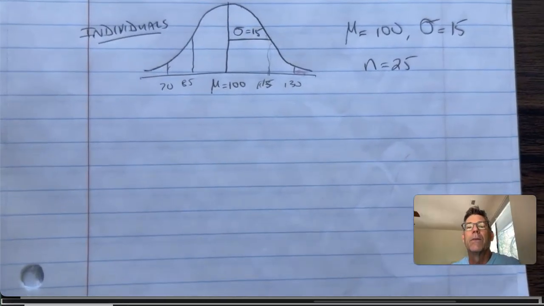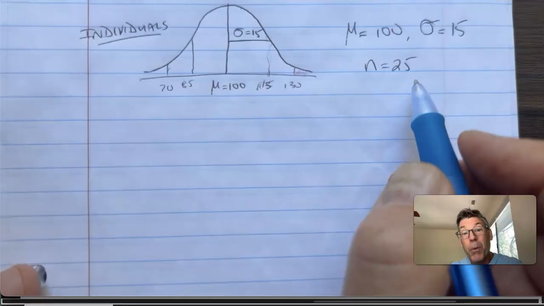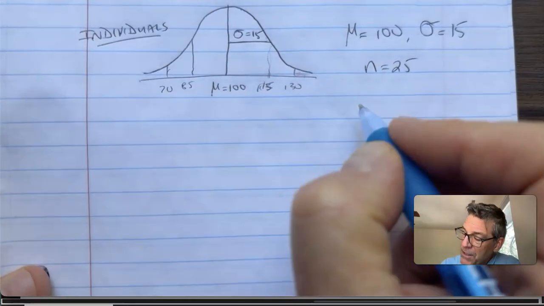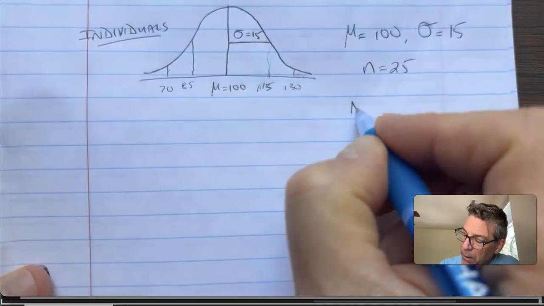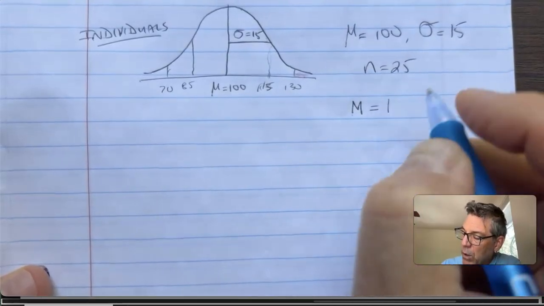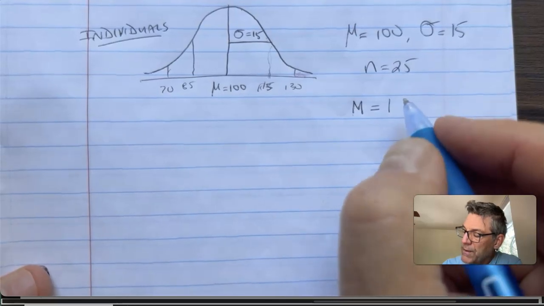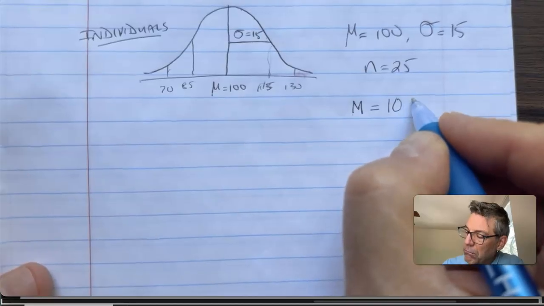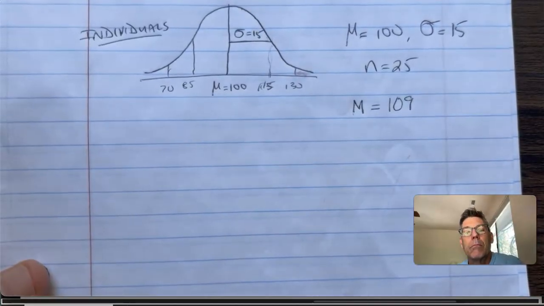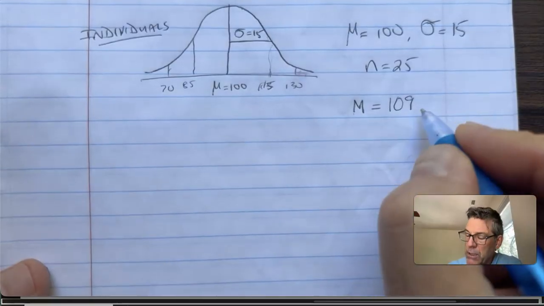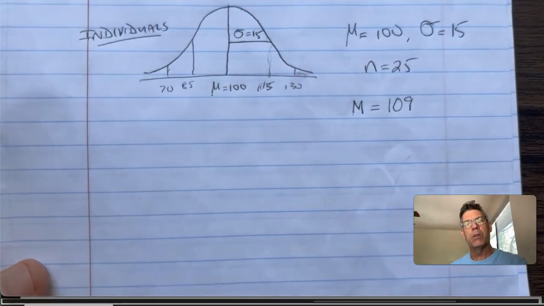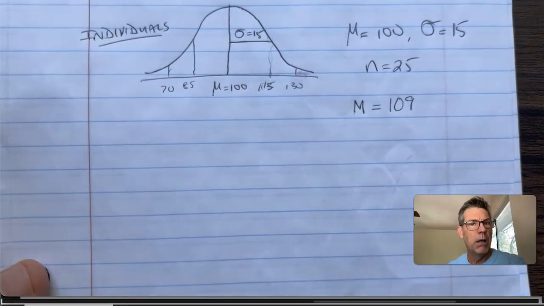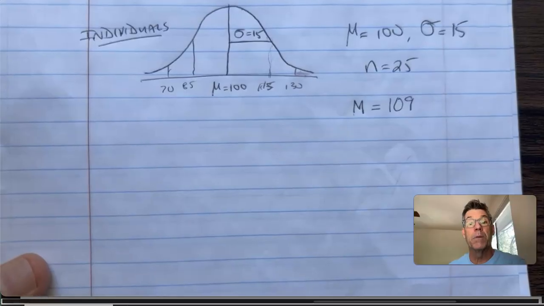And so as a result, we're going to take 25 people and give them a smart pill. If it turns out that that group of 25 people has a sample mean of, let's see, 109, the question is, is that noticeably different? Is that evidence that there's probably a treatment effect, that this smart pill is making them smart?